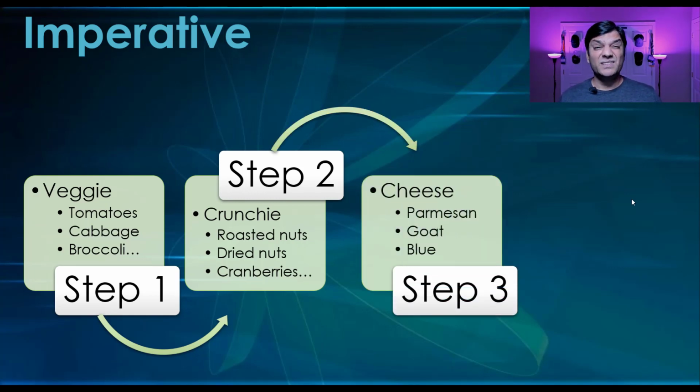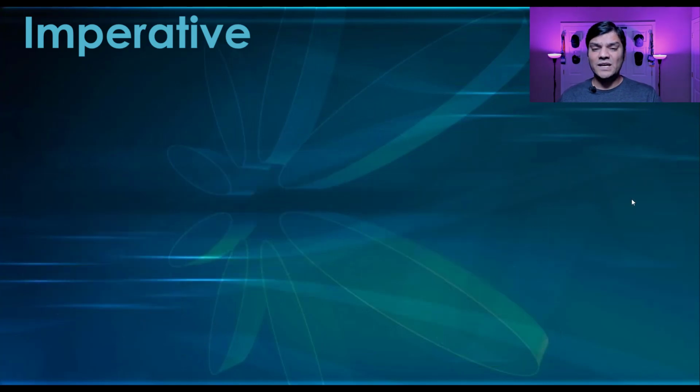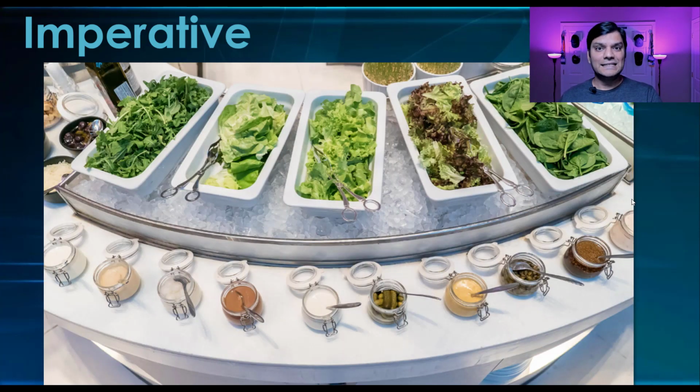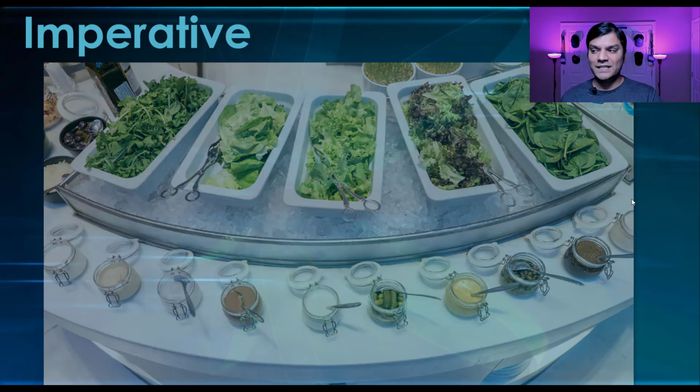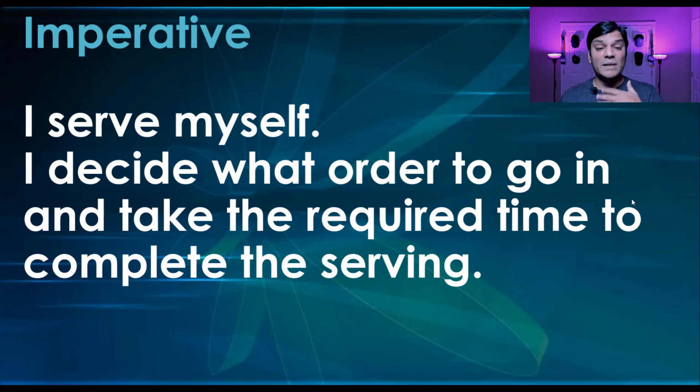Step number three, what are the cheeses that I like to add that flavor? Parmesan, goat, blue. And then also add some dressing. There's different types of dressings, vinaigrette, ranch. And then after that, I just go and pay for it. But if you've noticed over here from the imperative standpoint, it is a salad bar, so it does take a little bit of time for me. From the imperative one, I serve myself. I decide what order to go in and take the required time to complete the serving.